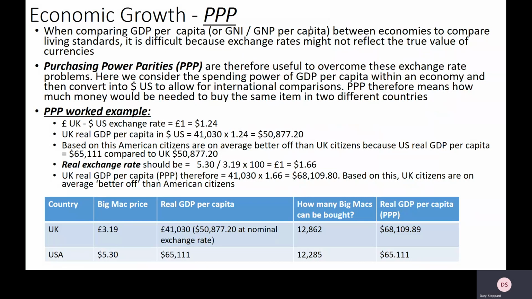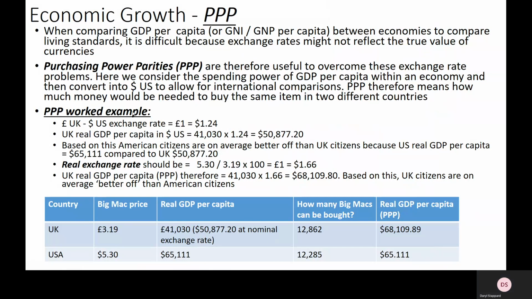So it's very difficult to work out how well off people are in one country compared to another. So PPP is a really, really useful tool to overcome exchange rate problems. Now, halfway down that page, you will see we have what we call a PPP worked example. Now, look at this. Roughly right now, if you went to change your pounds into American dollars, you would get £1 equals $1.24.